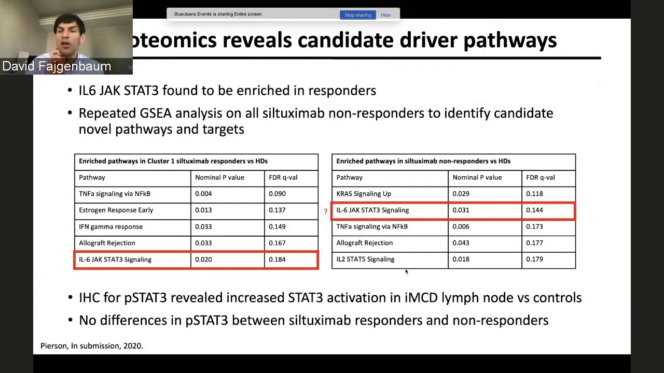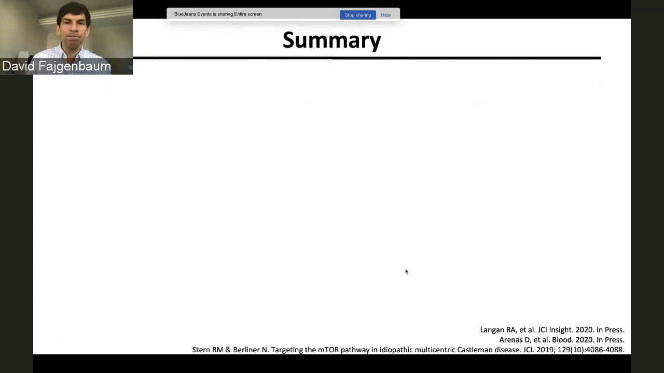And there's no difference between responders and non-responders, suggesting that maybe there's just some other ligand other than IL-6 that's causing the increased STAT3 or JAK-STAT3 signaling in iMCD. So based on this, we're interested in using this JAK inhibitor to say, well, maybe you don't block IL-6, maybe you block JAK, and that will stop signaling.